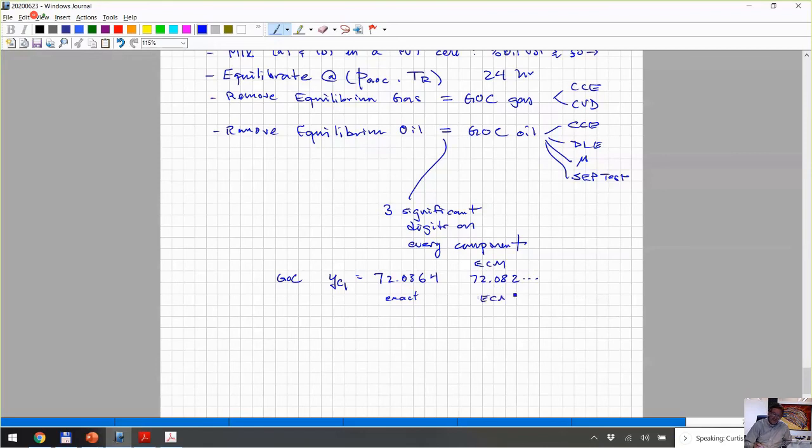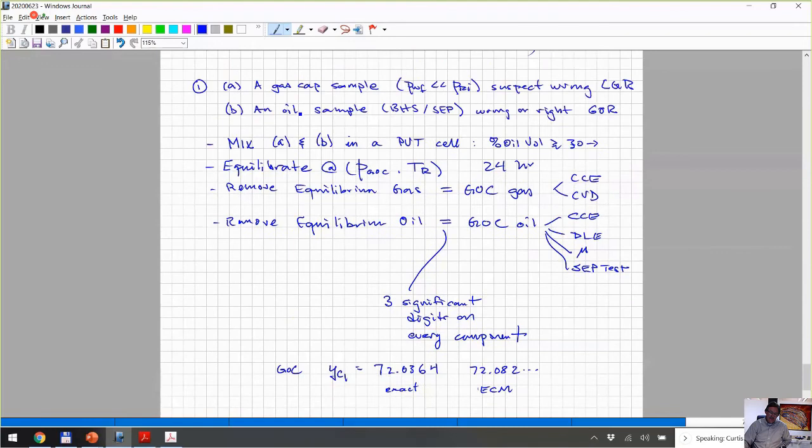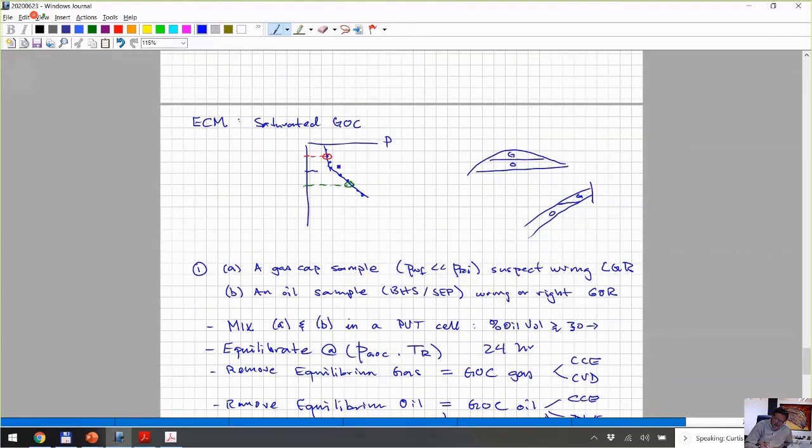So that's basically a very simple way to create samples as if we had gone into the reservoir and collected a sample right there in the pores around the gas oil contact.